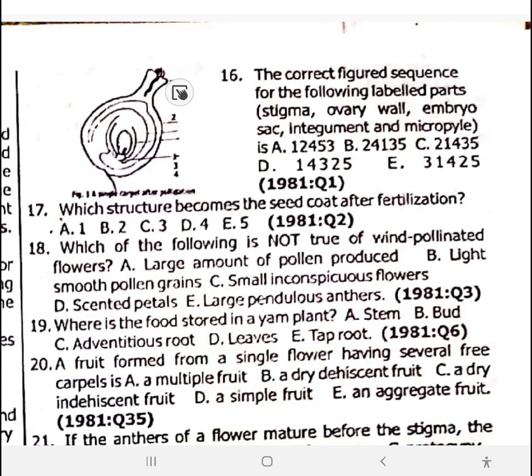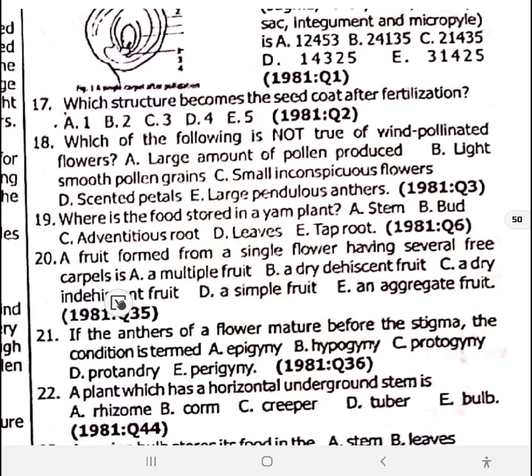I think I'll skip this. I'll skip this to explain it at some other time, because the question is actually not clear. Finding it difficult to pick out the main point. The correct figure sequence, and also it's not clear, so I'll skip this. Number 17. Which structure becomes the seed coat after fertilization? I'll skip this too. 18.